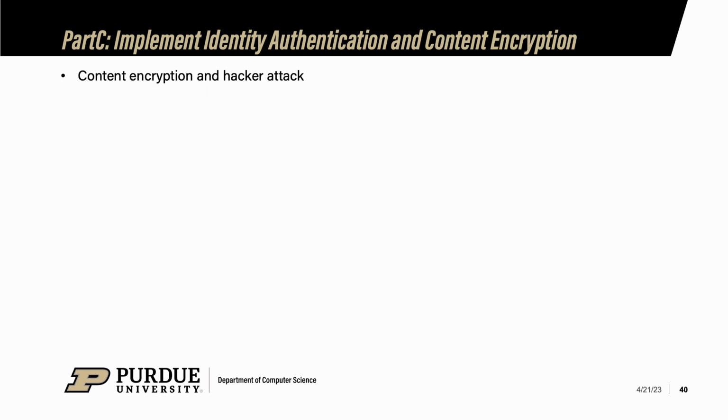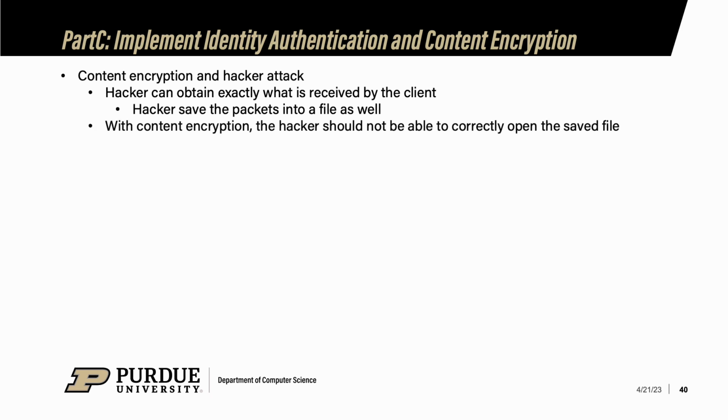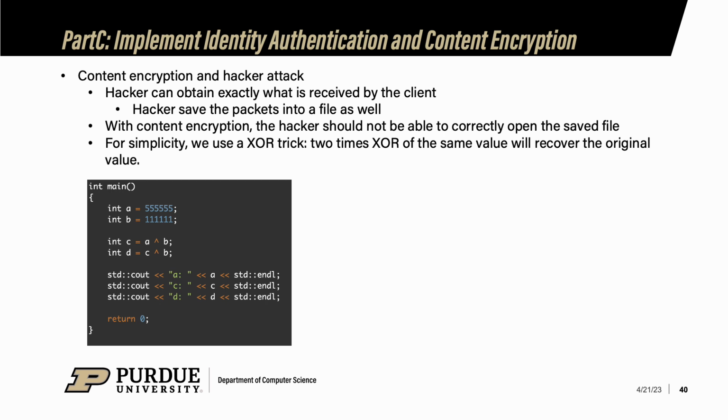We also need to simulate a hacker that may be able to sniff all the packets received by the receiver. In the simulation, the hacker receives the same packets received by the receiver and saves them into a file. To protect the data transmission, we further implement a content encryption algorithm. If it is implemented correctly, the hacker should dump a garbage file instead of a copy of the file from the receiver. For simplicity, we use an exclusive or trick. The trick is that if we apply the exclusive or operation twice with the same value, the input value can be recovered. Here is an example. Applying the exclusive or operation twice to A results in the same value as A.